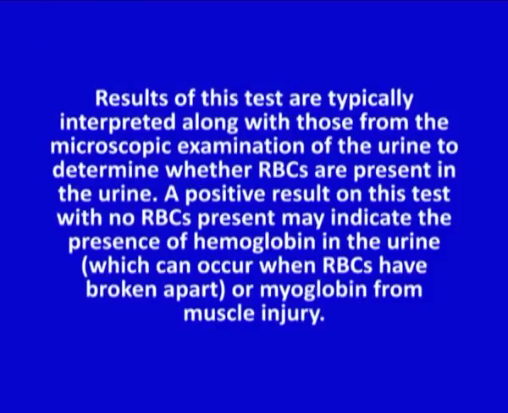Results of this test are typically interpreted along with those from the microscopic examination of the urine to determine whether RBCs are present in the urine. A positive result on this test with no RBCs present may indicate the presence of hemoglobin in the urine, which can occur when RBCs have broken apart, or myoglobin from a muscle injury.